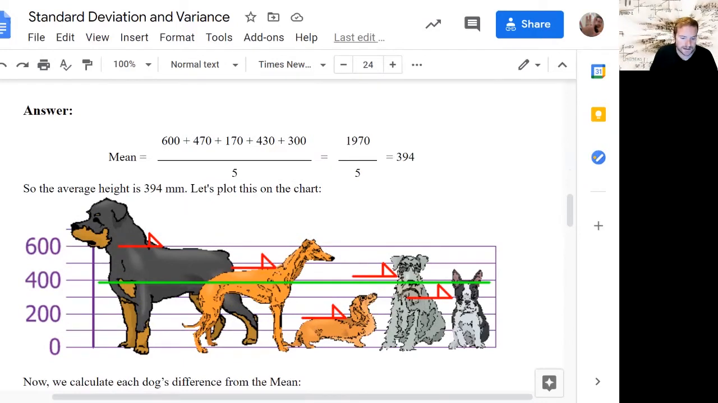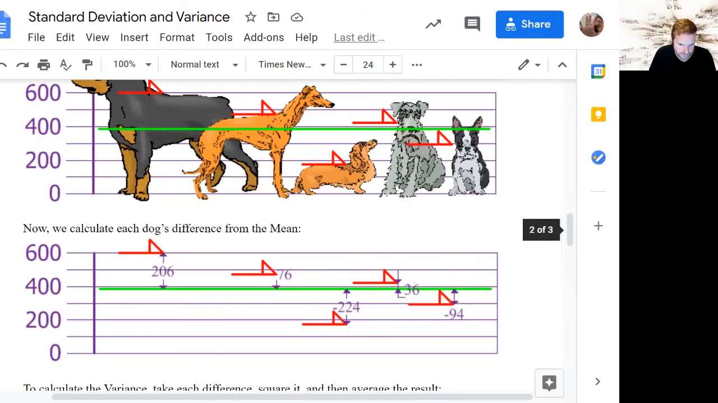Now we're going to calculate each dog's difference from the mean. So I'd like for you to do that now. What is the difference of each dog's height from the mean? What you're going to do is subtract 394 from 600, from 470, and so on and so forth. So you should get this. And it's okay to have some negative numbers.